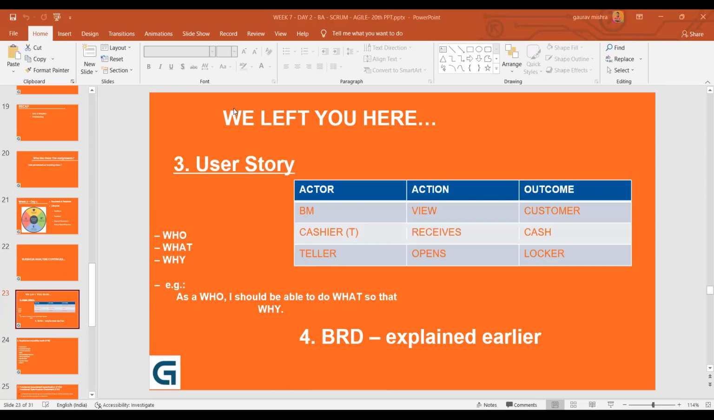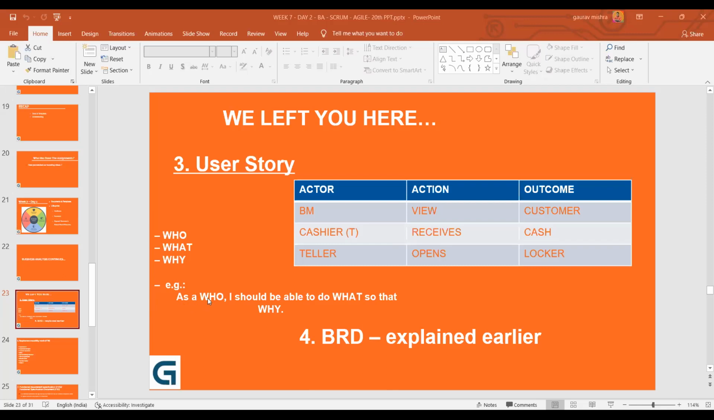As a cashier, receives 10 lakh rupees, and the outcome is like deposit the 10 lakhs in that. Okay, super. Can you read again whatever you said as per the example? As a who, I should be able to do what? So instead of who, place all these: cashier. Start again, Pratibha.